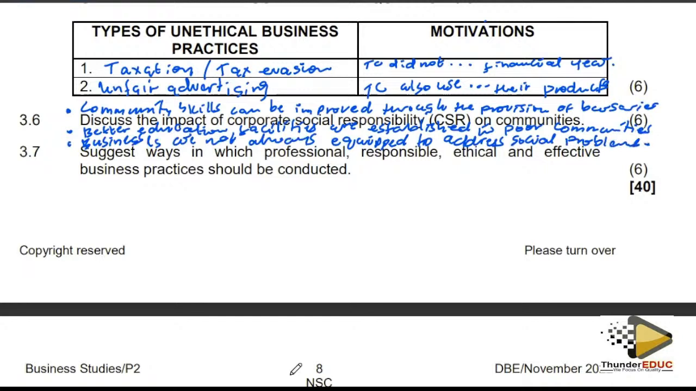Teacher, we have landed on question 3.7. It reads as follows: suggest ways in which professional, responsible, ethical and effective business practices should be conducted. We have 6 marks for that. So if we have 6 marks, this shows that they should draw up a code of ethics or conduct, and also plan properly and put preventive measures in place, as well as mission statements that should include the values of equality and respect.